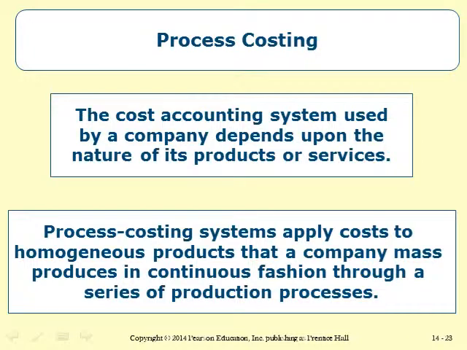The cost accounting system a company uses depends on the nature of its products and services. Process costing systems apply cost to homogeneous products that a company mass produces in continuous fashion throughout a series of production processes. Examples include chemicals, flour, glass, toothpaste, paper, and potato chips, as well as computer chips. These processes usually occur in separate departments, although a single department sometimes contains more than one process. And so a lot of times, we listen to the examples that were being provided: chemicals, flour, glass, toothpaste. They sound a lot like commodities, right?